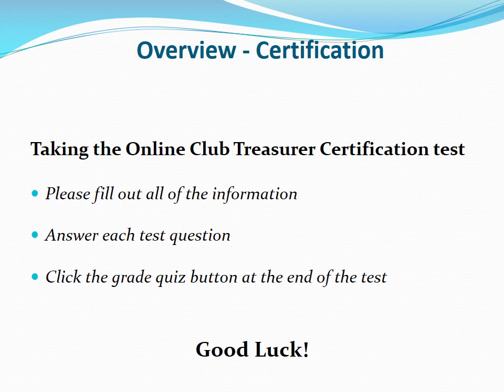Once you have answered all of the test questions, and at the end of the test, you will see a grade quiz button. Once you click that button, your test results will appear with correct or incorrect answers and your grade. These test results will also automatically be sent to Civitan International by email for your club certification.